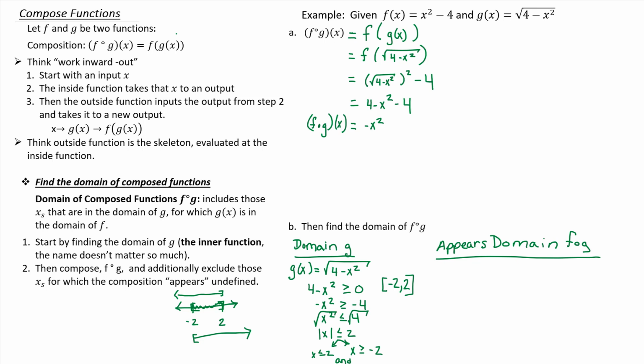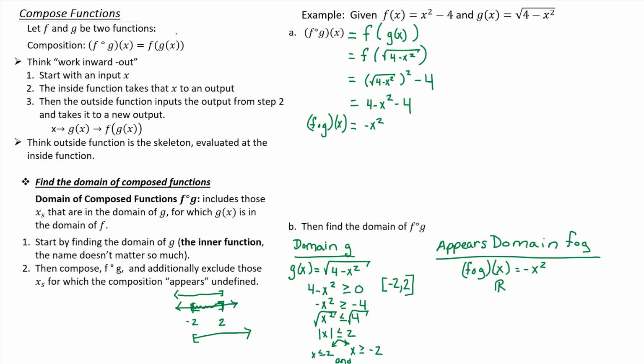Now, if we consider f composed with g as we look at it, f composed with g of x is negative x squared. But that's just a polynomial, or quadratic. And again, no matter what you put in for x, if you square it and then negate it, it'll still give you a real number output back. So no matter what real number you pick, it all works. And so that domain is all real numbers.